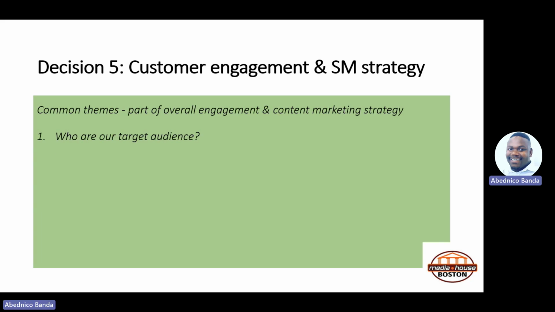So there are common themes and common questions that you can answer as part of the overall engagement and content marketing strategy. There are 9 questions that you need to consider. The first question that you need to ask yourself is, who is our target audience? This one sets a clear boundary on who you're going to talk to and what it is that you're going to talk about.